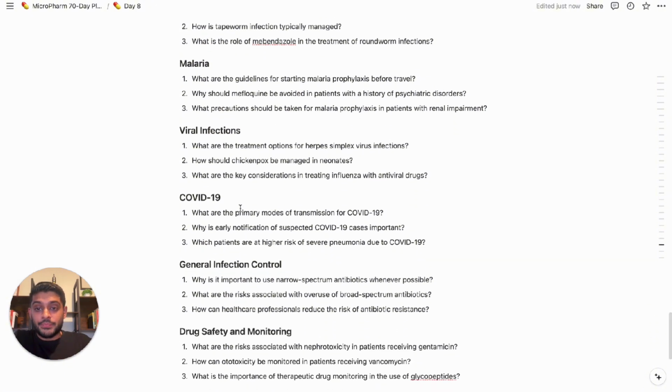For malaria, what are the guidelines for starting malaria prophylaxis before travel? Why should mefloquine be avoided in patients with a history of psychiatric disorders? What precautions should be taken for malaria prophylaxis in patients with renal impairment?